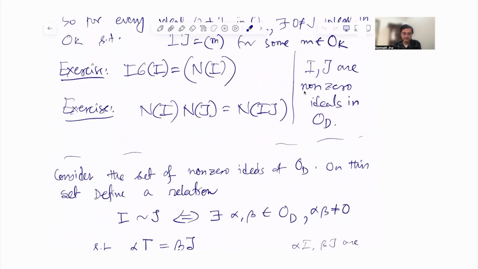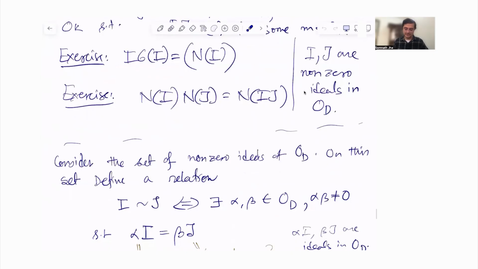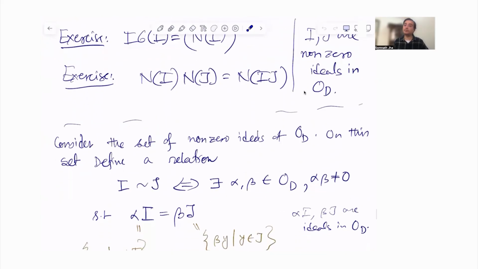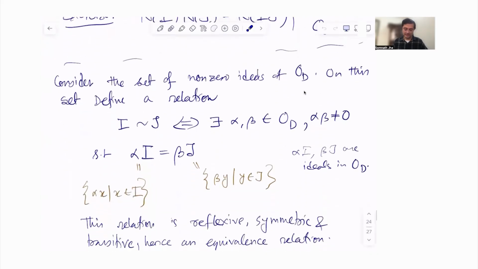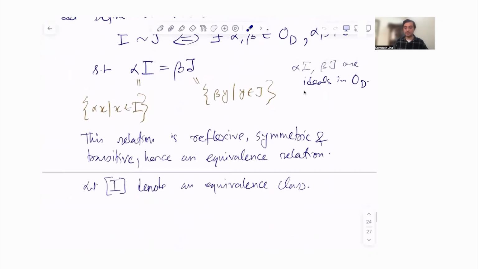Then we considered this relation on the set of non-zero ideals: I is related to J if there exist non-zero algebraic integers alpha and beta in OD, so that alpha times I equals beta times J. And we checked easily that this is an equivalence relation.